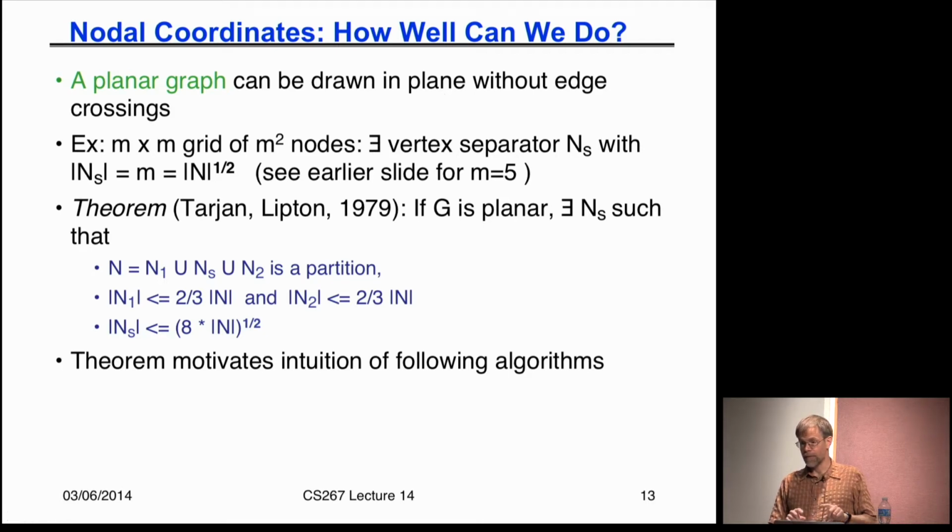So you can imagine if I had a lot of vertices and everybody was connected to everybody, I couldn't draw it on the board without those lines crossing one another. So a planar graph says I can draw it without any two edges crossing. A typical example is a two-dimensional mesh, but it's much more general.